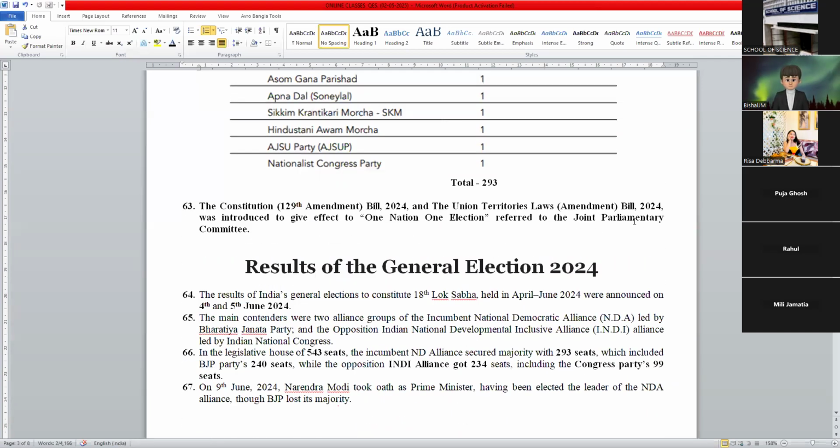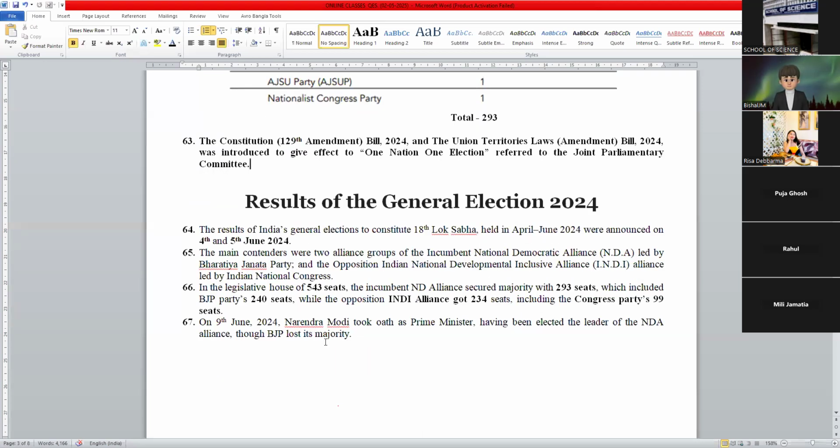Point number 63. The Constitution 129th Amendment Bill 2024 and the Union Territories Laws Amendment Bill 2024 were introduced to give effect to one nation, one election, and referred to the Joint Parliamentary Committee. I repeat this point once again.